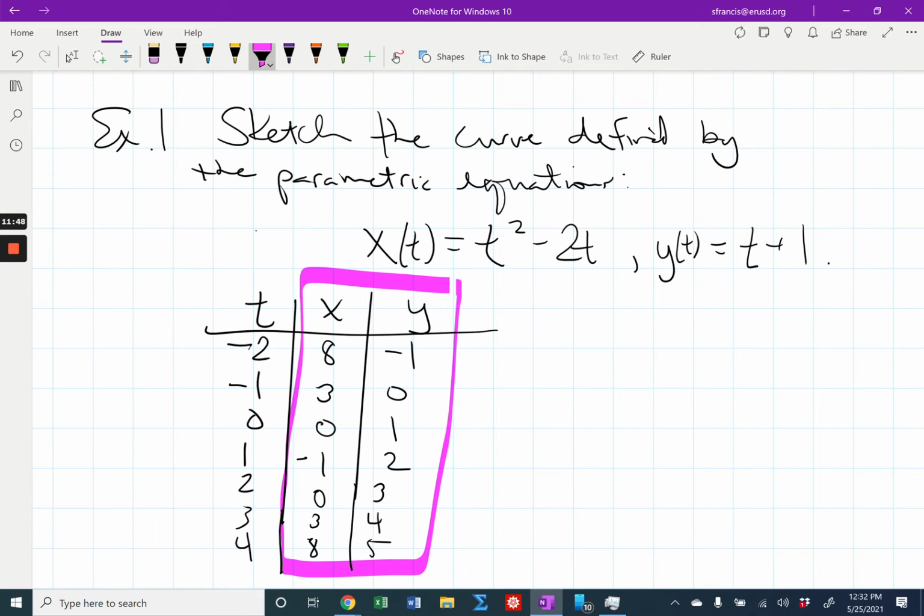Let's go to Desmos and see how this would look. I did post a video where you can figure out how to graph these things on your TI-84/83 or your TI-Nspire. It's a short video, but you can go check it out.